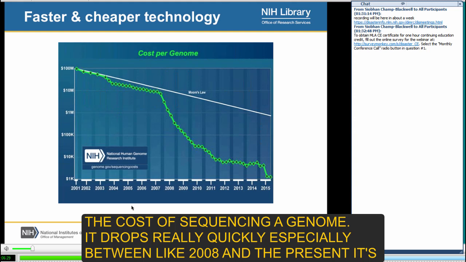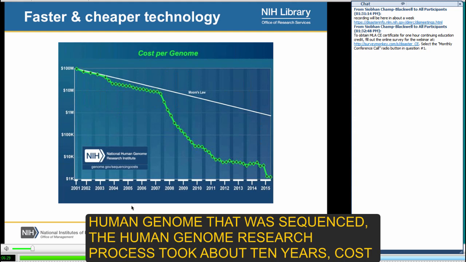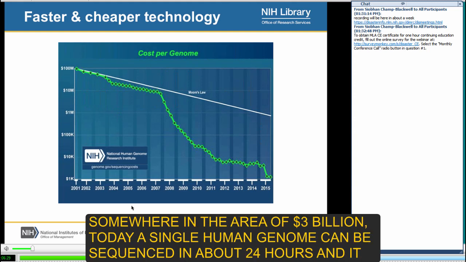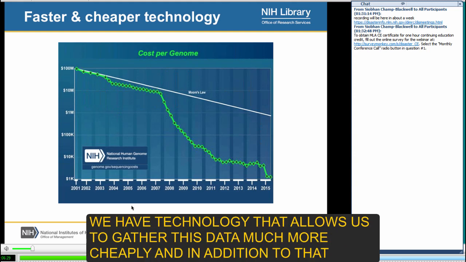And you can see that it's dropped really quickly, especially between like 2008 and the present. It's gotten very, very cheap for us to sequence a single human genome. And it's not on this chart, but it's also gotten a lot quicker. So the first human genome that was sequenced in the Human Genome Research Project took about 10 years and cost somewhere in the neighborhood of $3 billion. Today, a single human genome can be sequenced in about 24 hours, and it costs about $1,000. So in just about 10 to 15 years, we've seen the cost of things go way down.